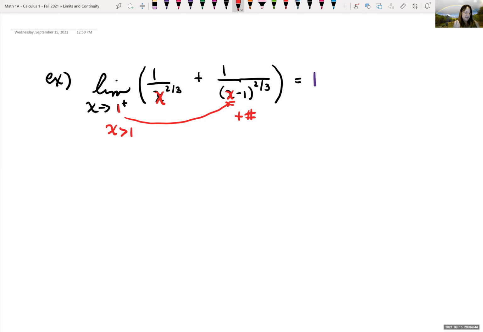Well, this is a vertical asymptote here. And so I just need to know, is this going to be shooting off to positive or negative infinity? And so this would be plus a very large number. So this is really plus infinity or something that's growing. And so 1 plus infinity, this gives me that this is equal to positive infinity.